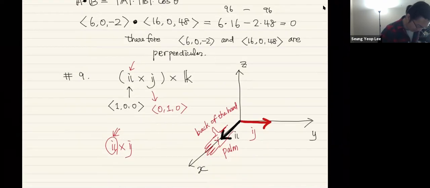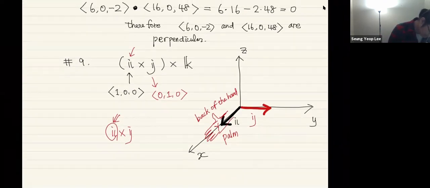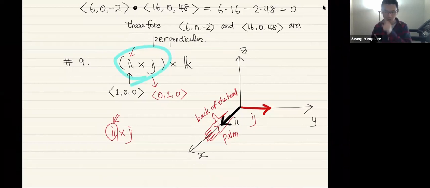okay, so now we obtain the direction of this part of the vector. I cross J is directed to Z direction, which is K direction, right? And therefore, the next step, if you want to calculate the second cross product, which is this one, then it's K cross K. And K cross K is 0 because it's the cross product between the same vector.